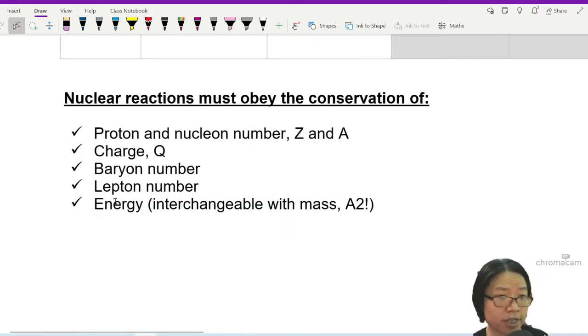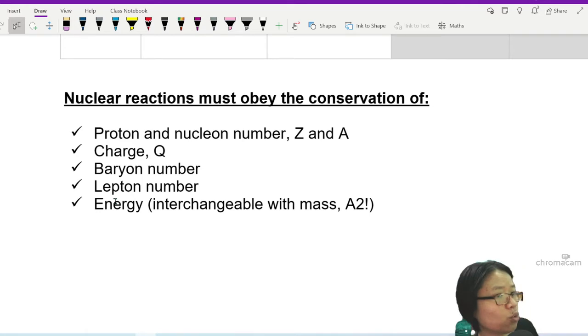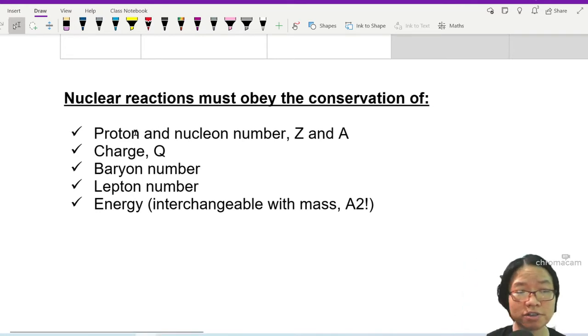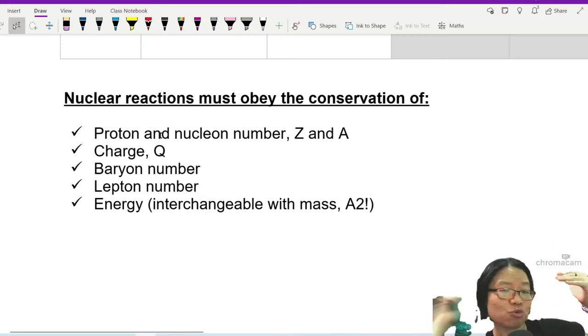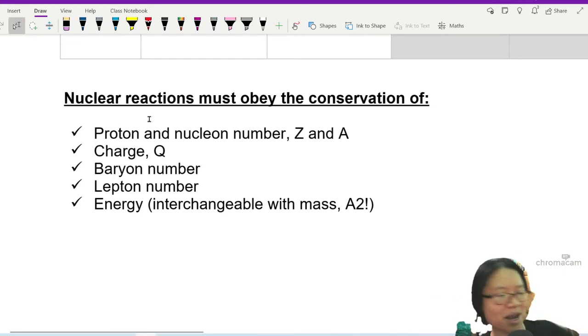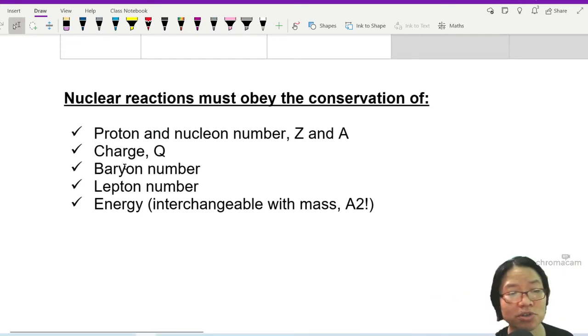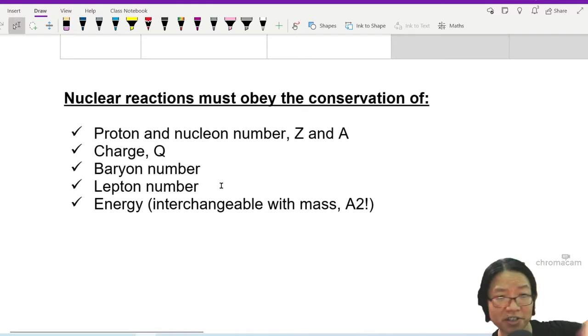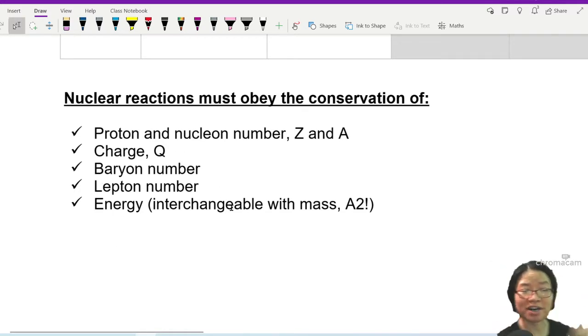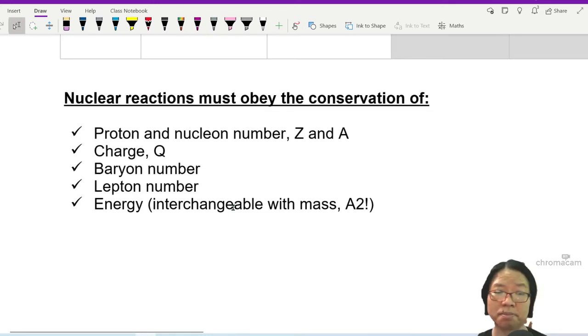So previously, you may have already known that a nuclear reaction must obey the conservation of proton and nucleon number. This is the very basic. It should also obey the conservation of charge. But there are two more numbers that we can introduce, which are baryon and lepton numbers. So the number of baryons before and after the reaction must be the same, and the number of leptons before and after the reaction should be the same. And also energy must be conserved.